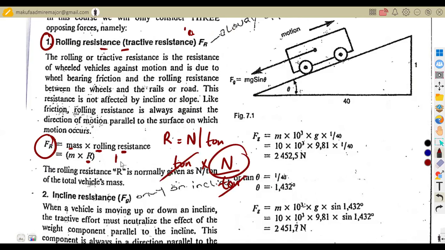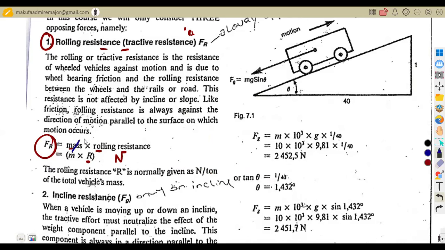The Newton. So that means we're going to have our units in Newton. This is what you just need to understand: the mass is measured in tons, and R is in Newton per ton. So if this is kilogram, this will be Newton per kilogram. This is your rolling resistance. So the rolling resistance R is normally given in Newton per ton of the total vehicle's mass.